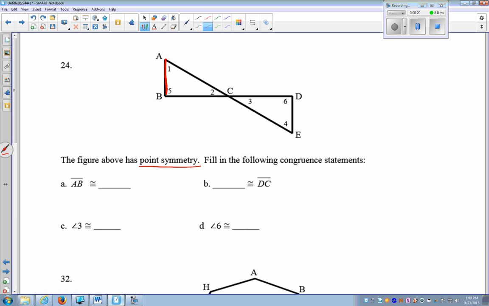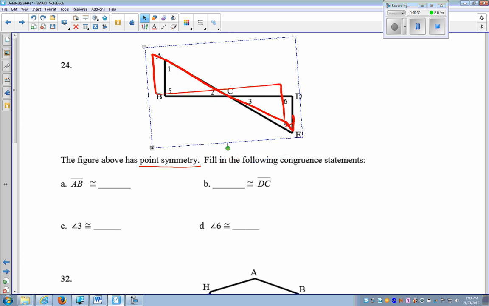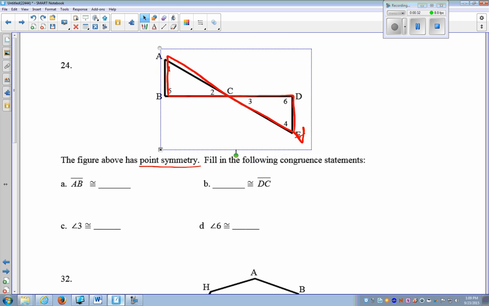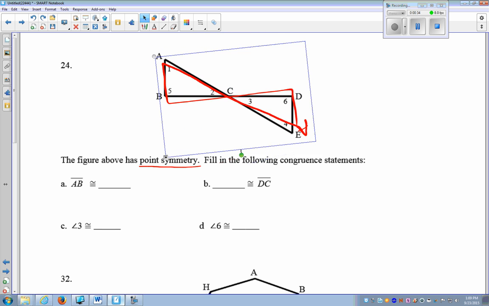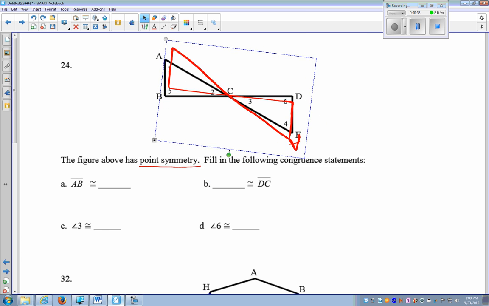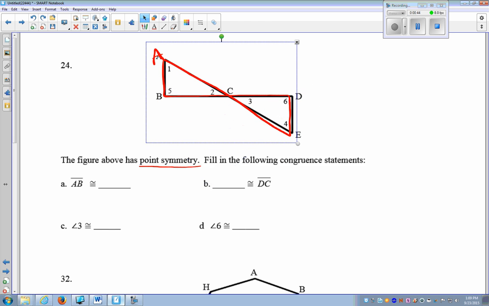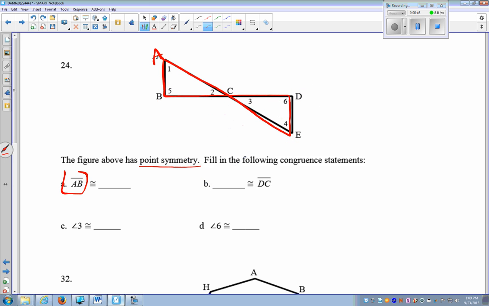Recall that point symmetry was if I took an image and rotated it 180 degrees, it should look exactly like the original. So notice that point A, where it was, is now located at point E. So that helps us answer the very first question, which says, what is AB congruent to?